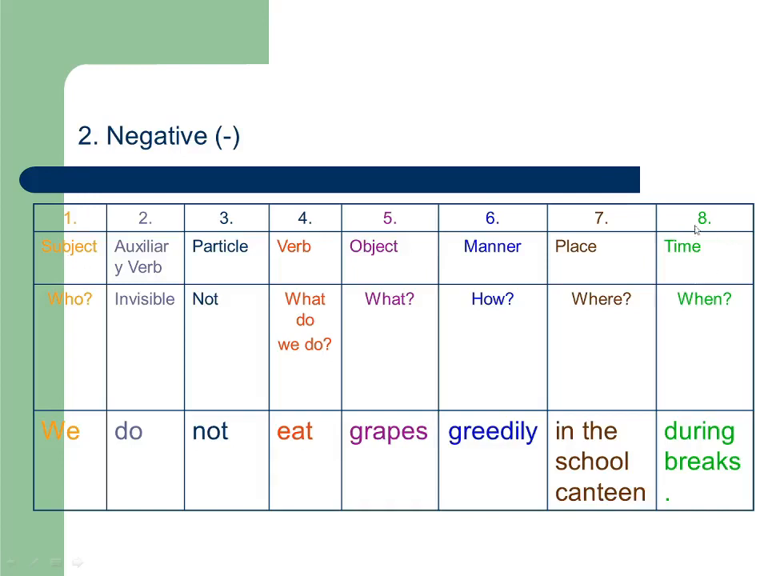How it is made, and where we are just putting this not, and where is the subject, where is the verb, where is the object, and where is the manner, where is the place, and finally it is the turn of time. Then also subject, auxiliary verb, particle, verb, object, manner, place, time. This is the order in a negative sentence.